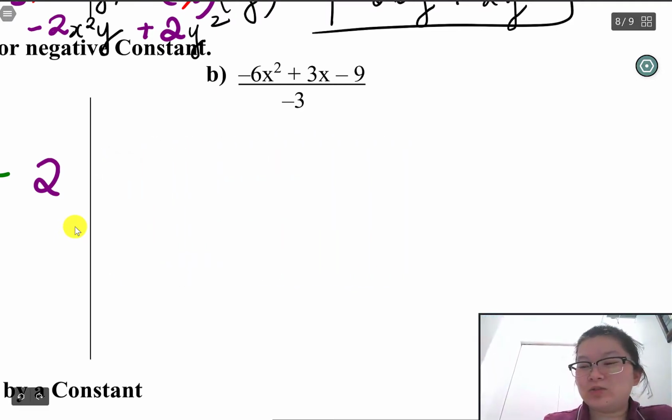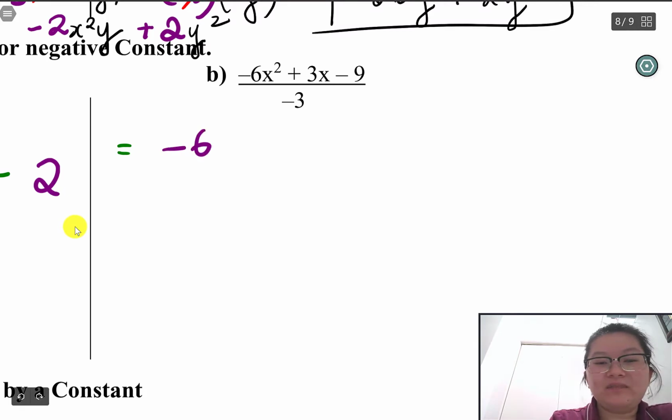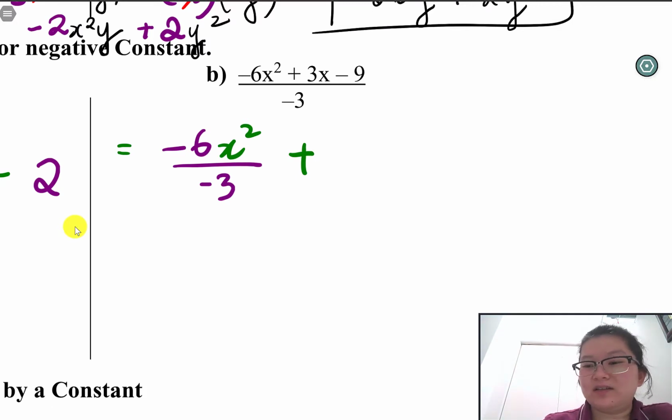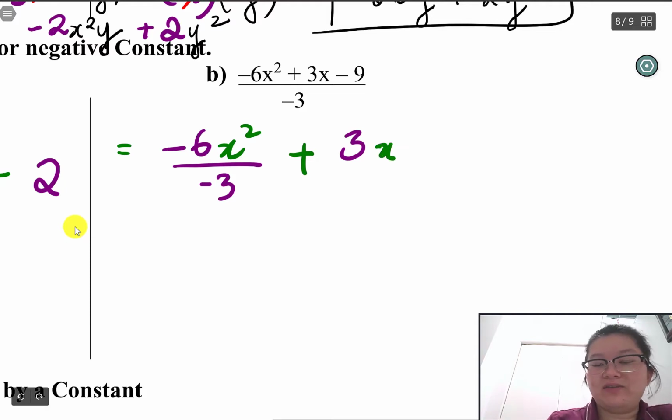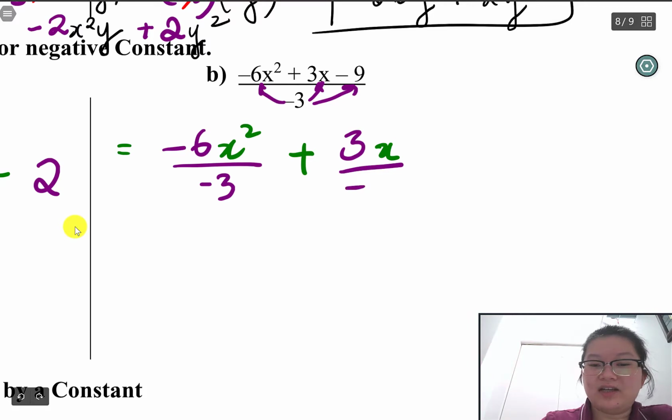And this one is a little trickier because you have to deal with negative signs. So for example, in the first one, you have negative 6x squared over 3, in which I'm just going to write that first, with the negative and x squared there. Then we have plus 3x, and then that is divided by negative 3 again. Remember, we have to divide negative 3 into each of these terms, the negative sign included. And last but not least, minus 9 over negative 3.